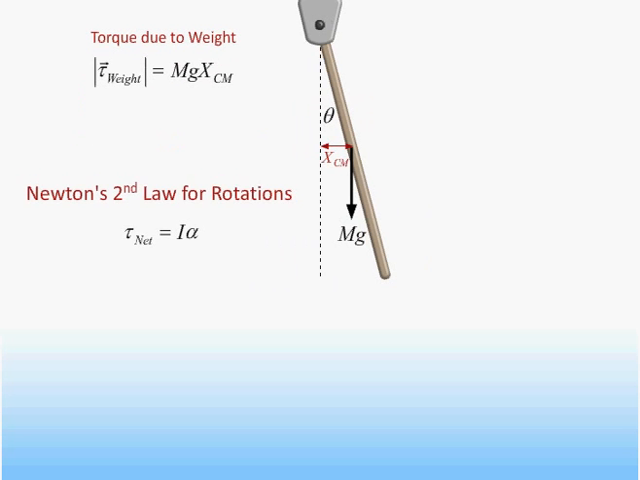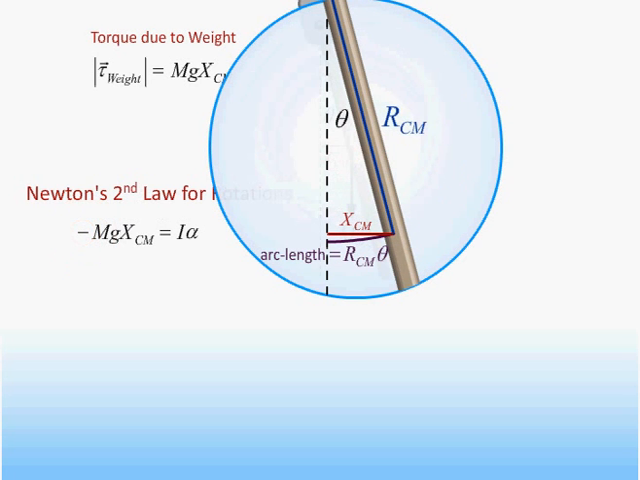We start with Newton's second law for rotations, and we evaluate both sides for motion around the pivot. On the left-hand side, the torque is equal to the weight of the pendulum times the horizontal displacement of the center of mass. The minus sign indicates that the torque opposes the displacement. As long as the angle between the vertical direction and the line connecting the pivot to the center of mass isn't too big, we can approximate the horizontal displacement by the arc length, as shown.